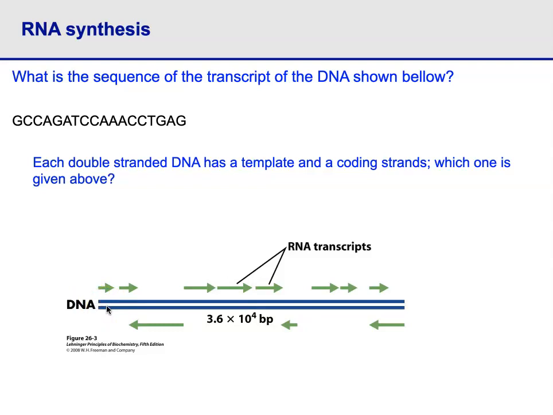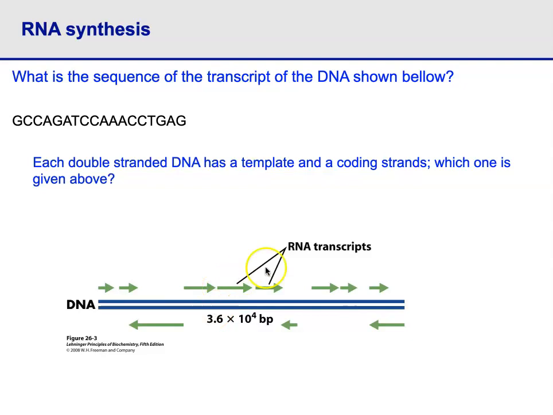Each strand can be expressed in both directions. In other words, if the beginning of a gene is here and the end of the gene is here, represented by each one of these arrows, that means that the promoter for this gene will be somewhere here and the termination signal will be somewhere here. This will be the coding strand, or the 5' to 3' strand. That means that the antisense strand will be the template strand.